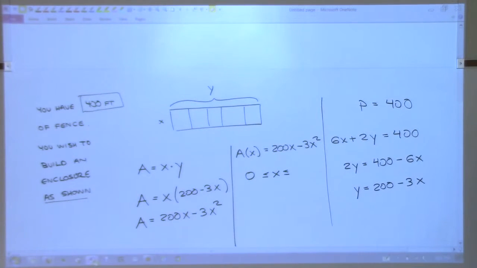Go back and look at this right here. Do you agree with me that y must be a positive number? Because y is the length of that side. So the worst y could be is if y was nothing. So what x would make this nothing? What x here would make this thing come out to be 0?